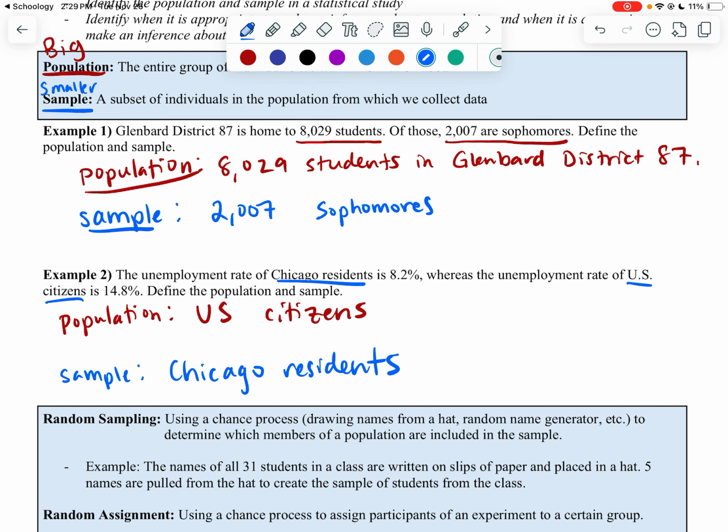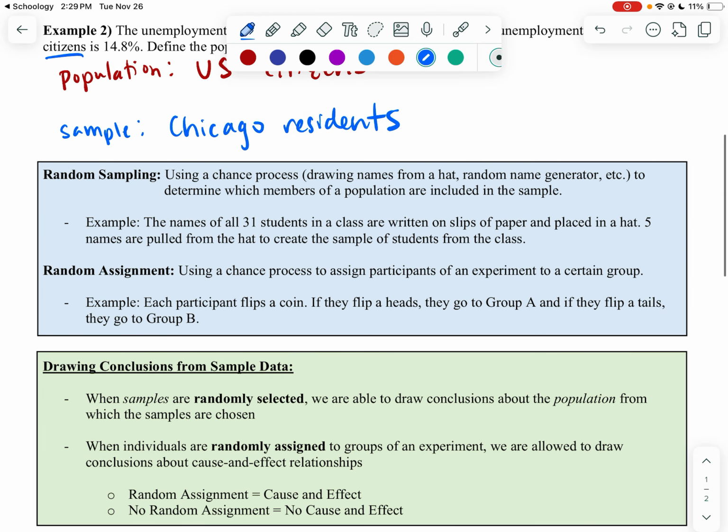Okay, here's kind of the bigger second piece that we're going to do today. When you are running a study, you want to know if what you're doing is going to be a good study or if it's going to be biased. Okay, so there's a couple things we're going to talk about. So first is random sampling. Okay, so that's using a chance process. So something random. So that could be drawing names from a hat, a random name generator, anything random, to determine which members of a population are going to be in the sample.